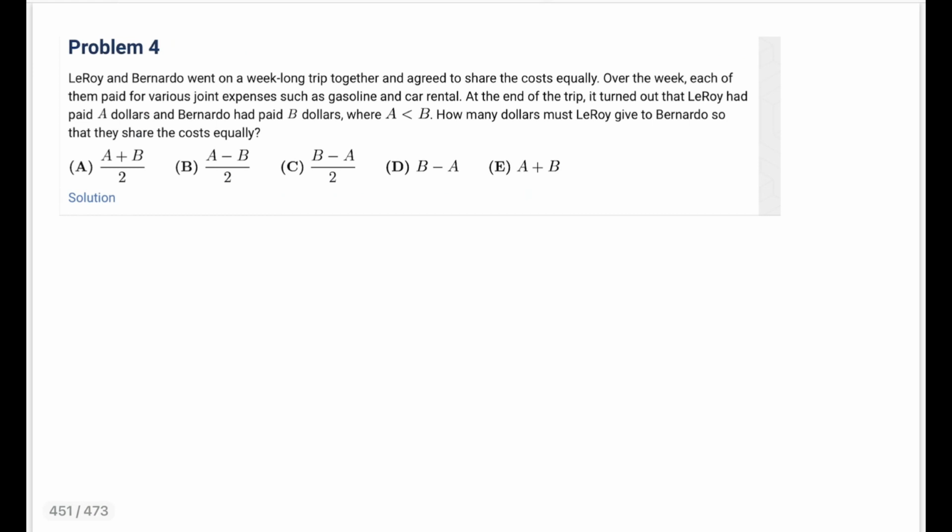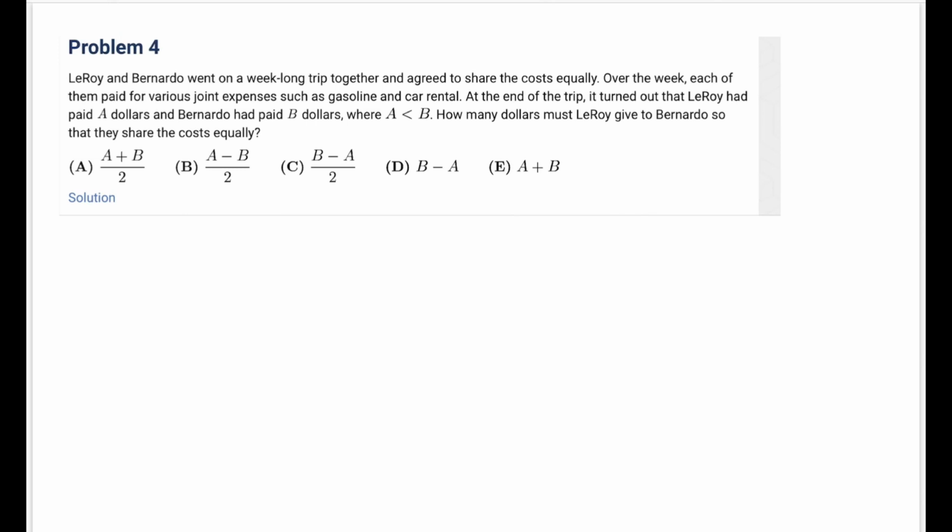Number 4. Leroy and Bernardo went on a week-long trip together and agreed to share the costs equally. Over the week, each of them paid for various joint expenses such as gasoline and car rental. At the end of the trip, it turned out that Leroy had paid $A and Bernardo had paid $B, where A is less than B. How many dollars must Leroy give to Bernardo so that they share the costs equally?